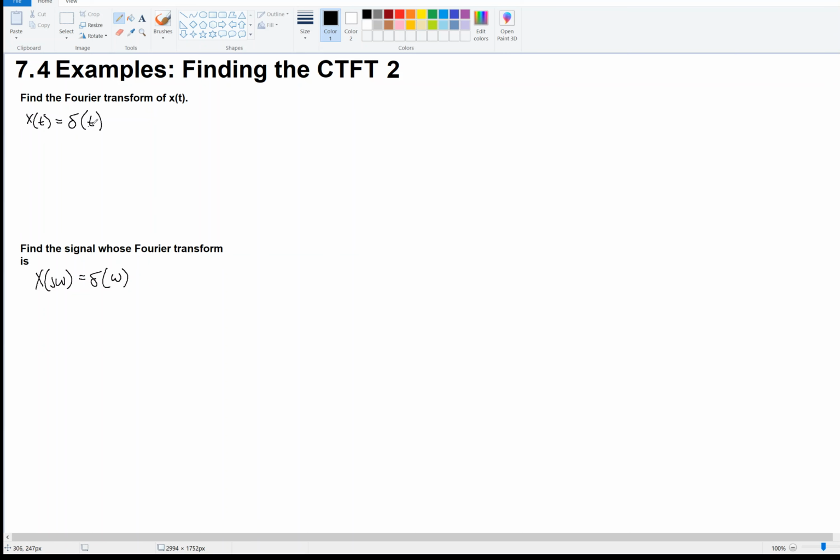So for this top one, the first example, we need the analysis equation. We need to end up with X(jω). The analysis equation says that you give me x(t), and then multiply it by e^(-jωt), integrate over all time, and that gives me the Fourier transform. So now I put in the impulse for x(t) like this. And the million-dollar question is, what is this integral equal to?